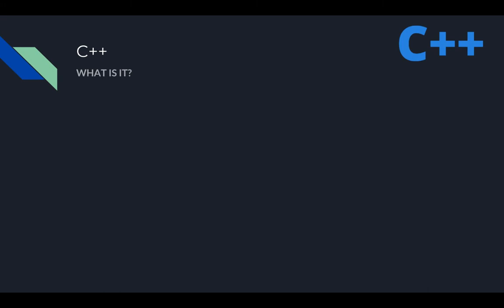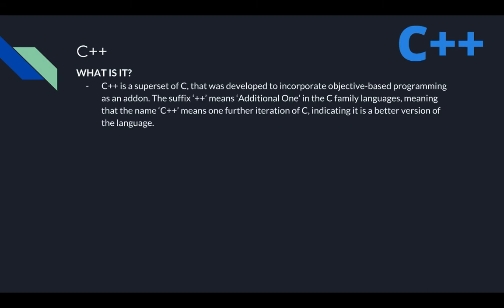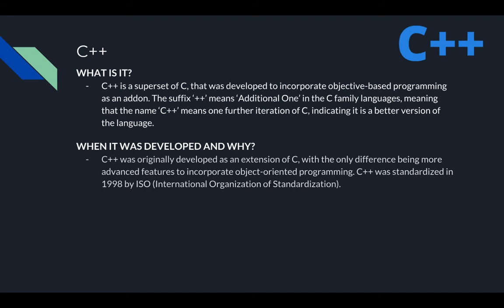So there's C++, which is a superset of C that was developed to incorporate object-oriented programming. The suffix ++ means an additional one in the C family of languages. So C++ is the next iteration of C, indicating it's a better version of the language. It was originally developed as an extension, with the only difference being slightly more advanced features in object-oriented programming. But eventually it was updated to the point where it became its own separate thing, and it's treated as its own separate language.